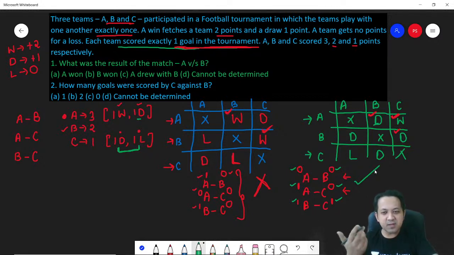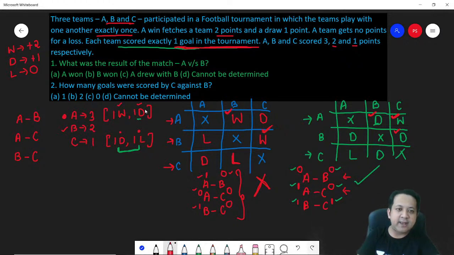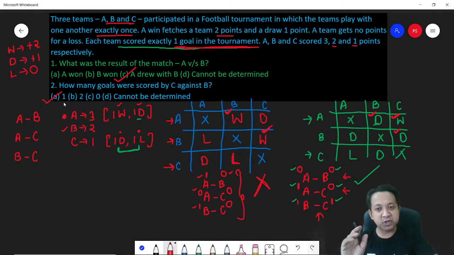That's it. So let's look at the answers. What was the result of the A versus B match? A versus B match, it ended in a draw. Answer is option C. How many goals were scored by C against B? So in the match between B and C, if you see, C scores 1 goal. Answer is option A.